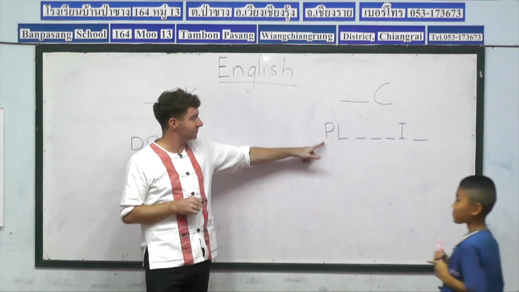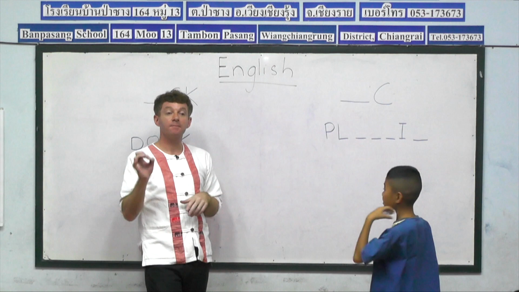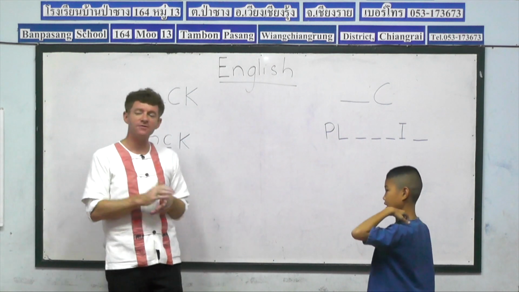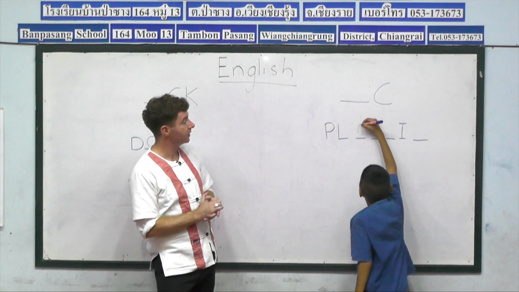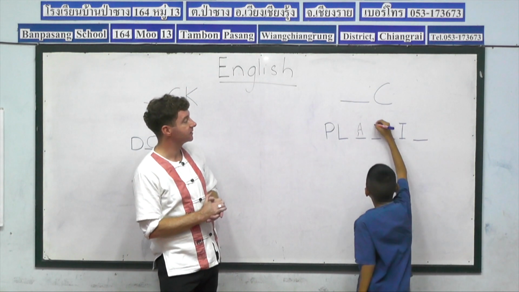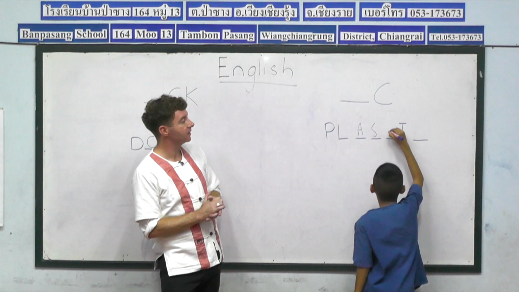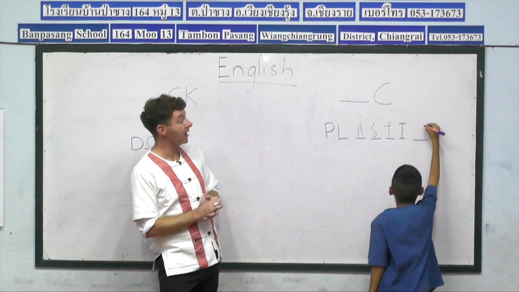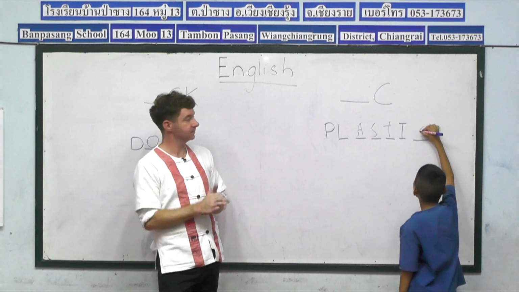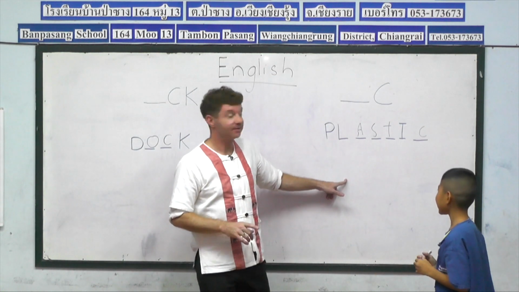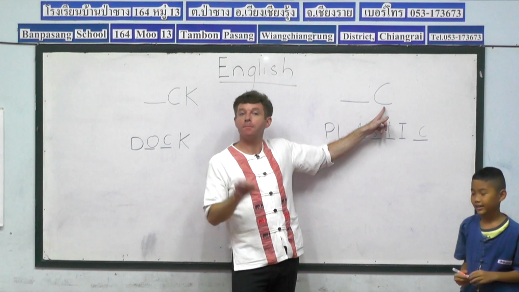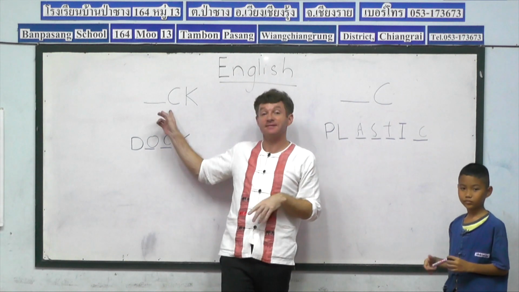So this time, what letters do we already have, guys? P-L. But what letters are missing? A, S, T, I, and then C. So this word, plastic. You see, just the C, but when it's the end sound, it's the same.